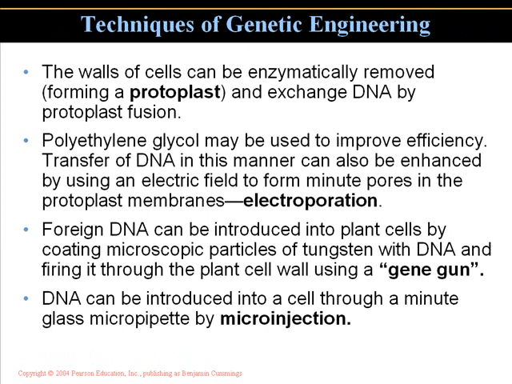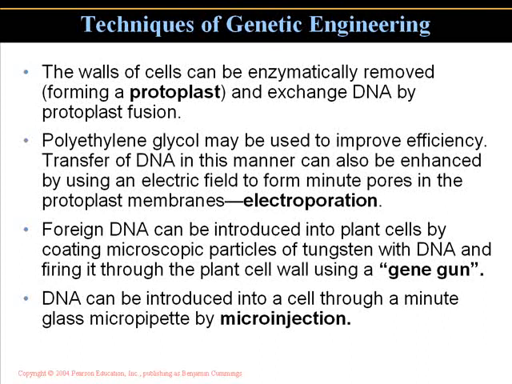In the technique, we see the walls of these cells are enzymatically removed. They exchange DNA in what's referred to as protoplast fusion. There are different ways to make this mechanism work. You can use polyethylene glycol, which can improve the efficiency of this technique for transferring DNA. It's also enhanced by utilizing an electric field that forms small pores, and through these pores, information can be injected through the protoplast membrane. That process is referred to as electroporation.